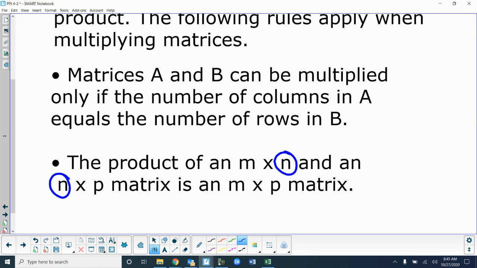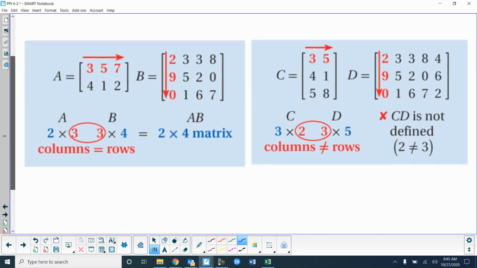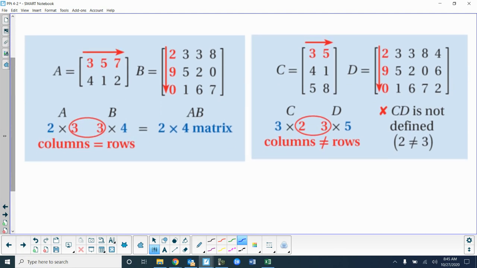Okay? So, columns of the first one must be equal to the number of rows of the second one. The size of our answer will be the number of rows of the first one by the number of columns of the second one. Okay, so A times B, we can do that.